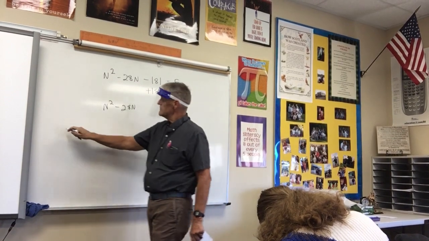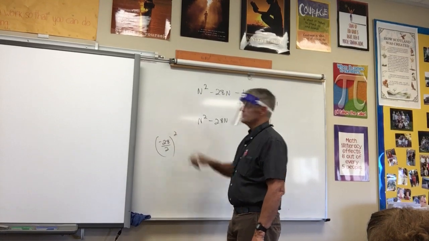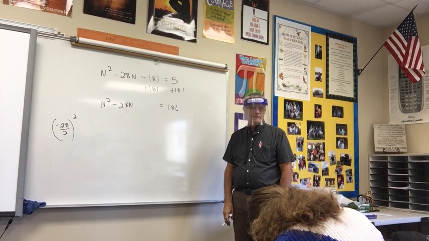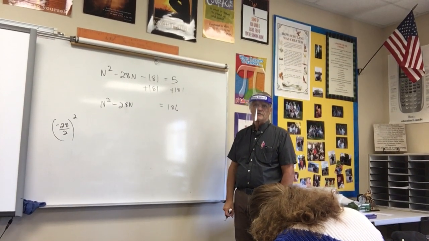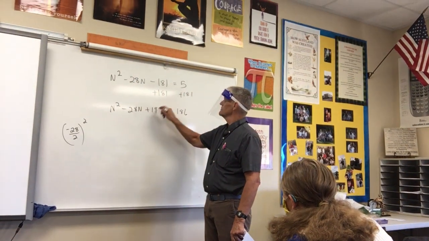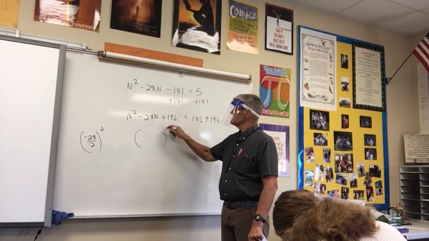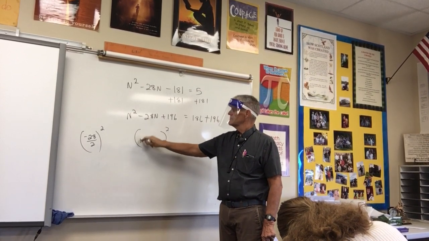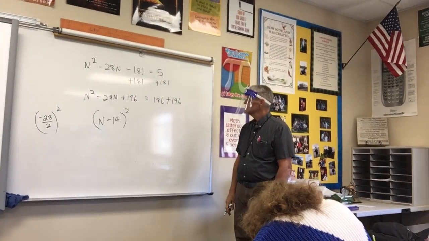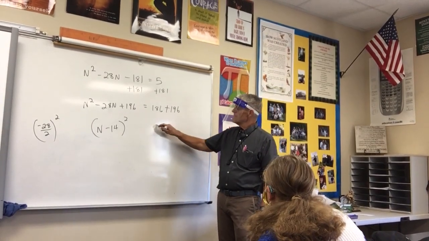Okay, so over here, I'm just going to write down negative 28 divided by 2, squared. 28 divided by 2 is 14, so negative 14 times negative 14 is 196, plus 196. So this will always be a square because of what I'm doing. Sometimes it'll be a fraction. This plus this, huh? 382.